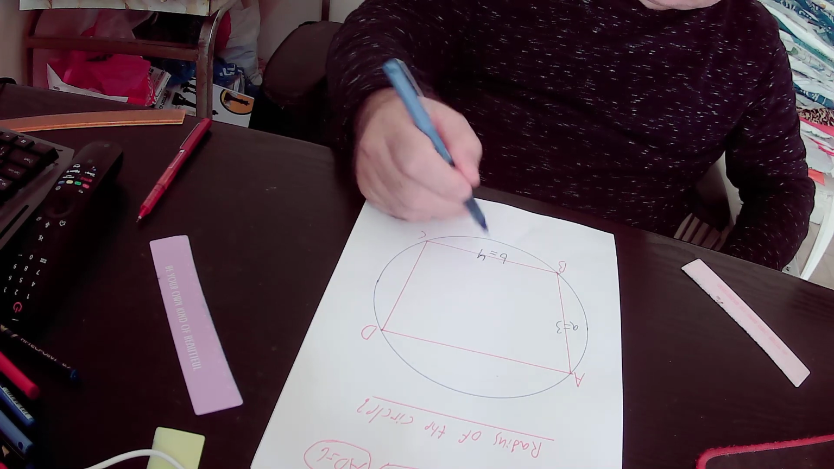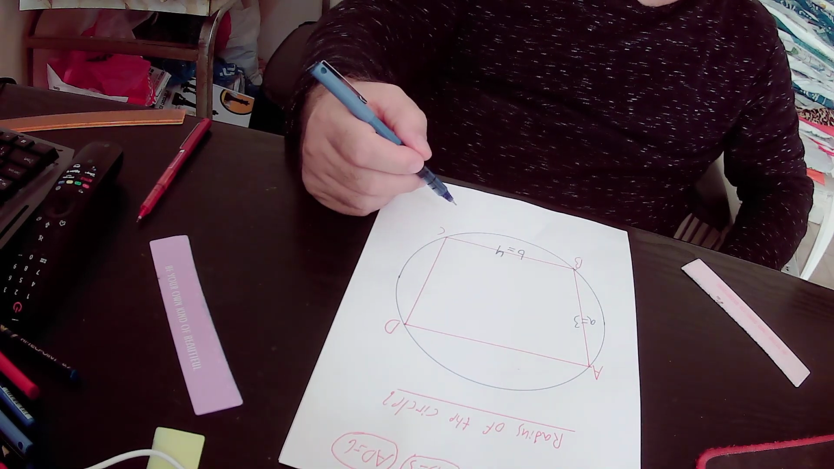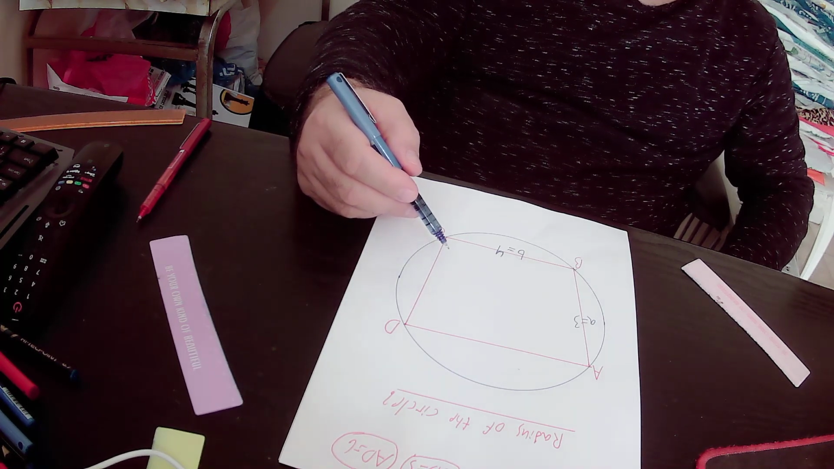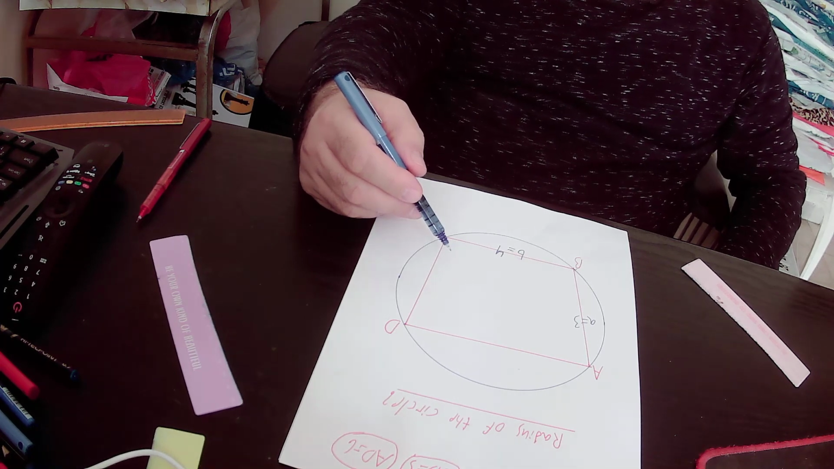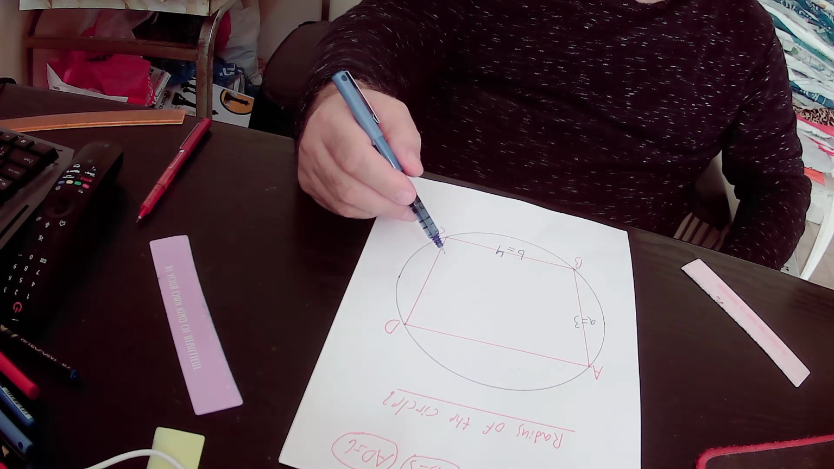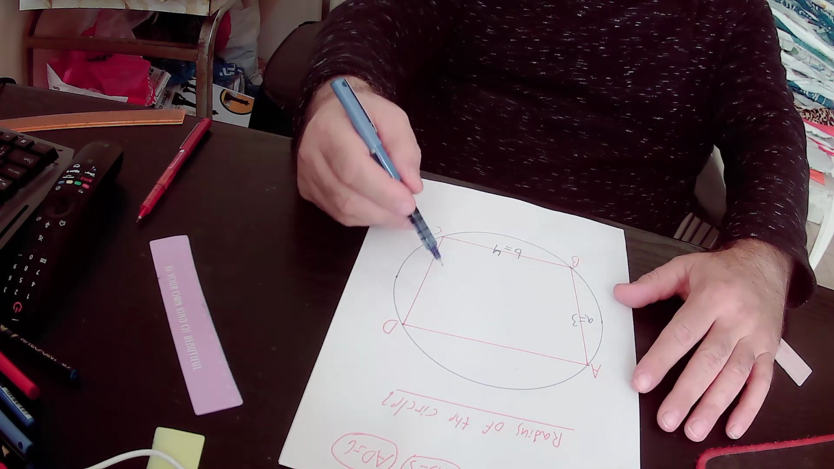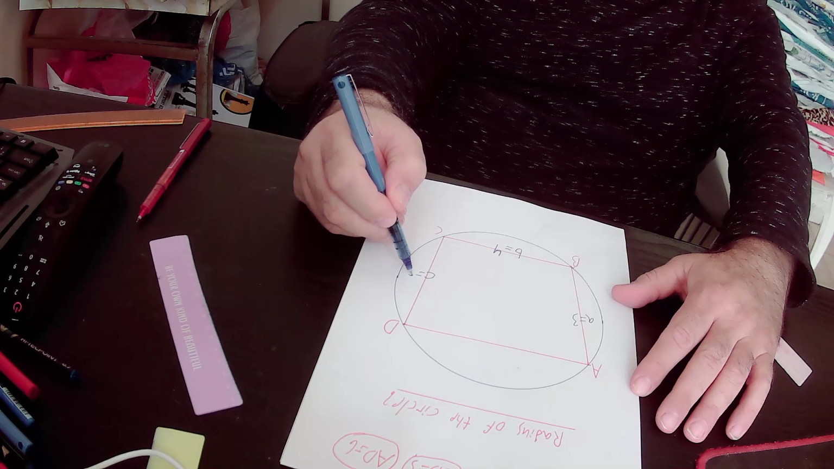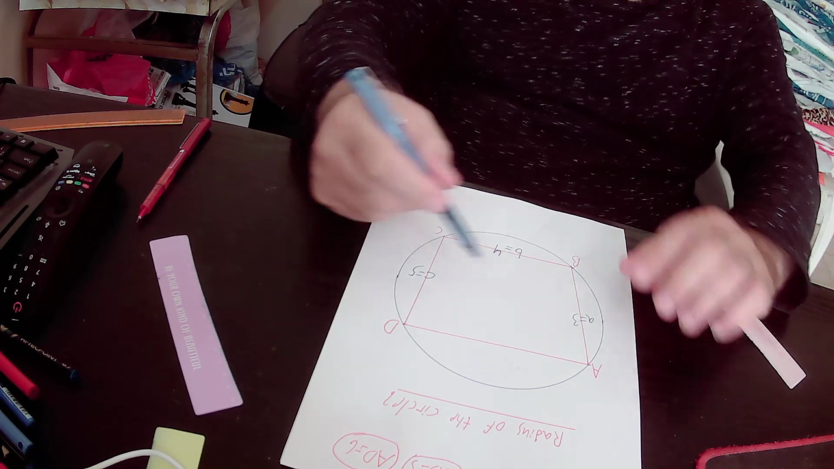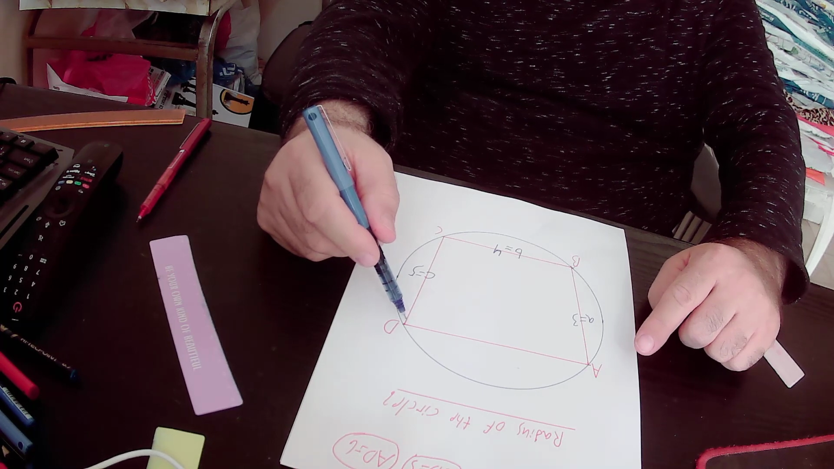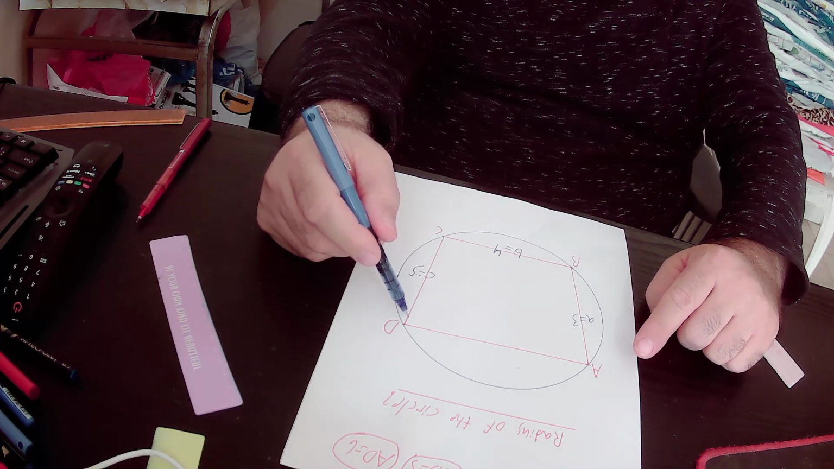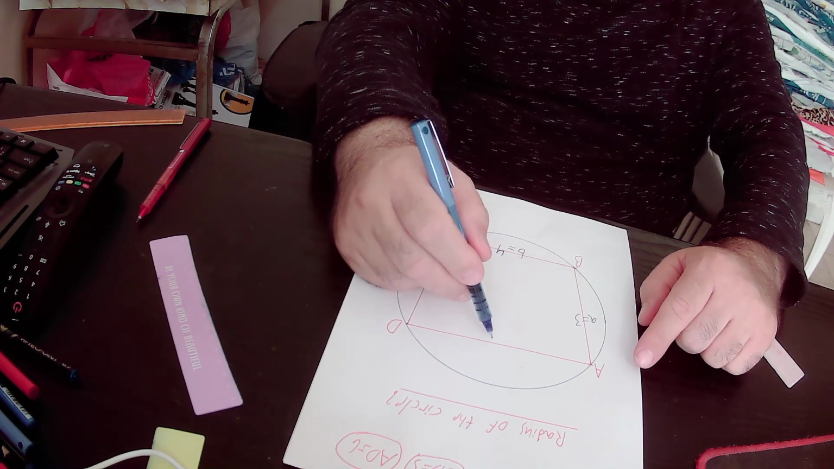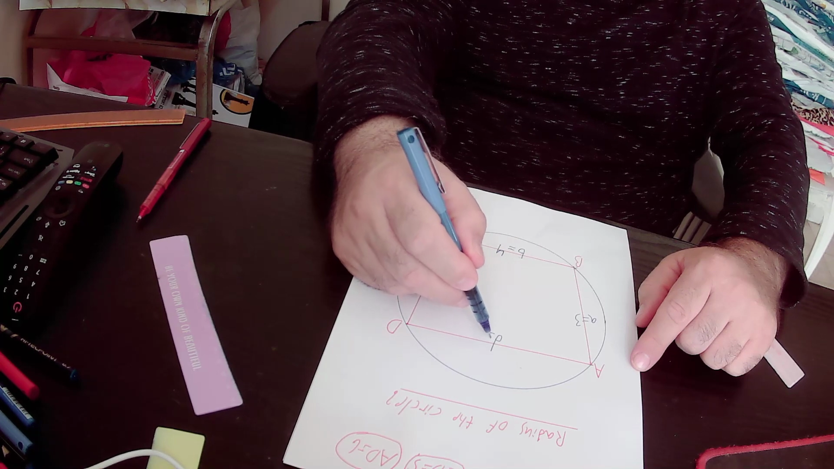And we also know that side CD of quadrilateral ABCD equals 5 units. So we will define side CD as C, and C will be equal to 5 units. And we also know that side AD, this side of quadrilateral ABCD, equals 6 units. So we will define side AD as D, and D will be equal to 6 units.